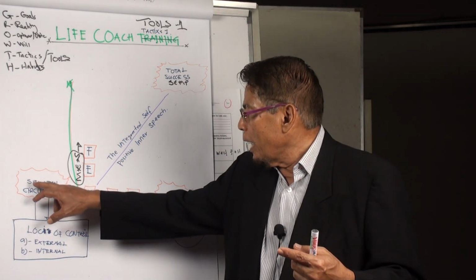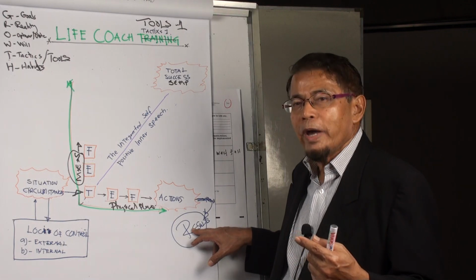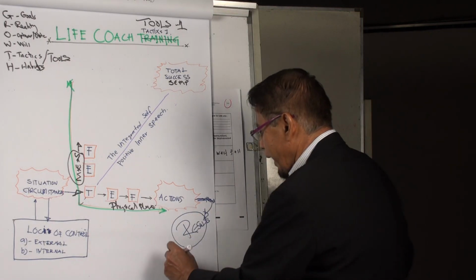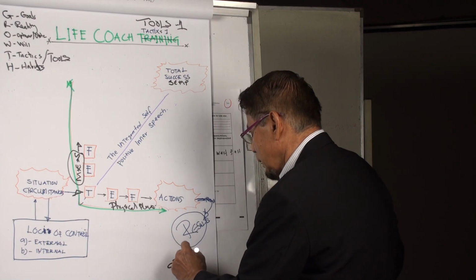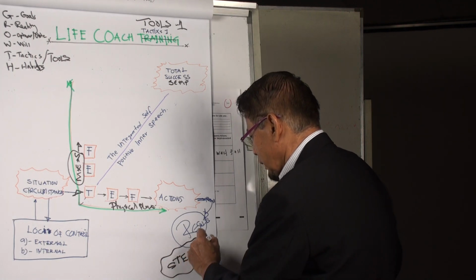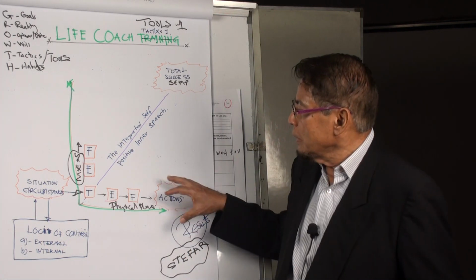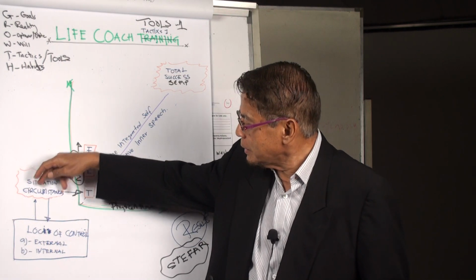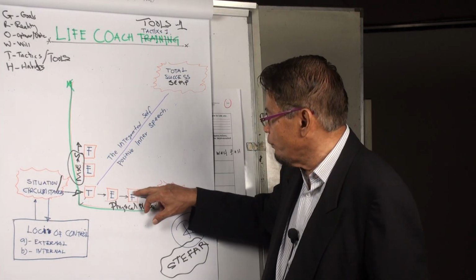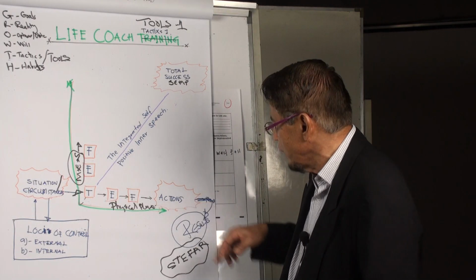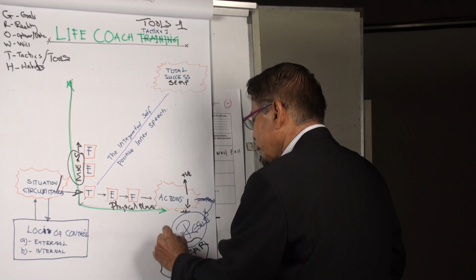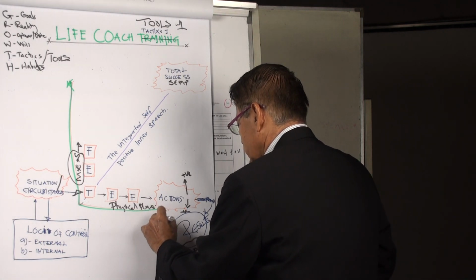So we have STEFAR. If you want to have an acronym, you can have STEFAR. S, T, E, F, A, R. This is the acronym. Your STEFAR: your situation or circumstances will affect your thoughts. Your thoughts will affect your emotion, will affect your feelings, will then result in your action, whether positive or negative, and it will result in the result, whether positive or negative.